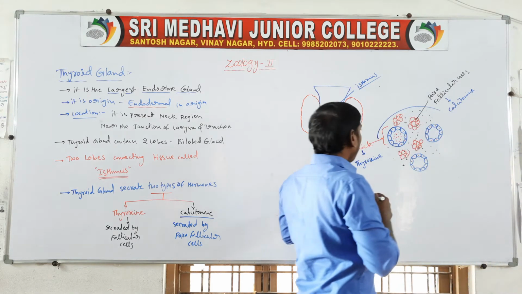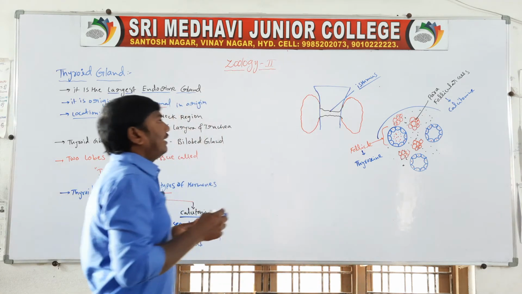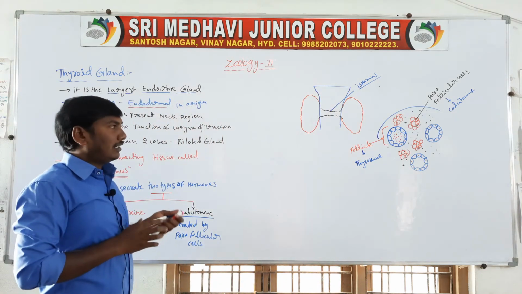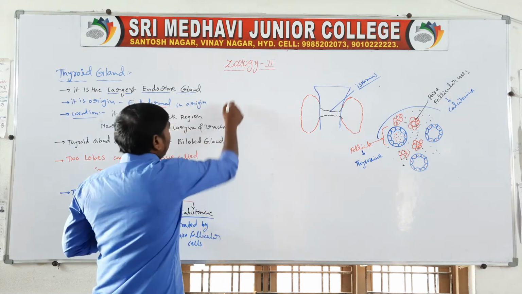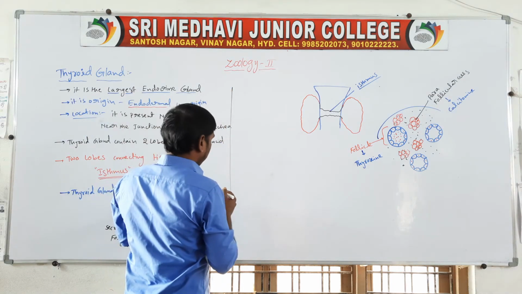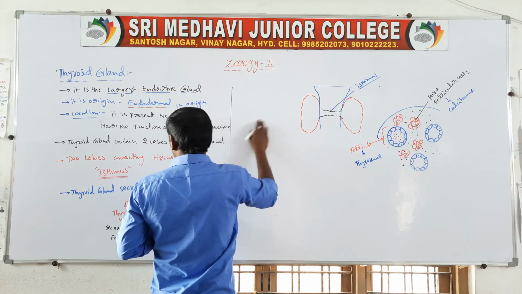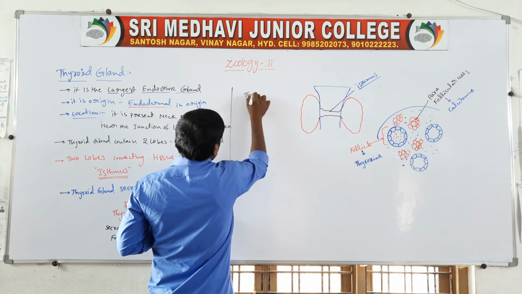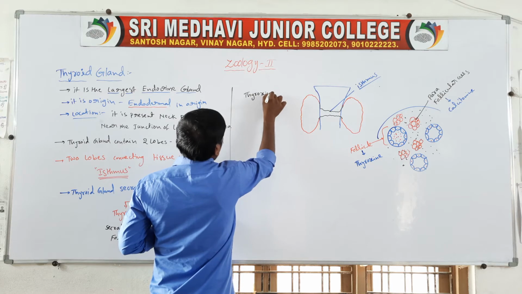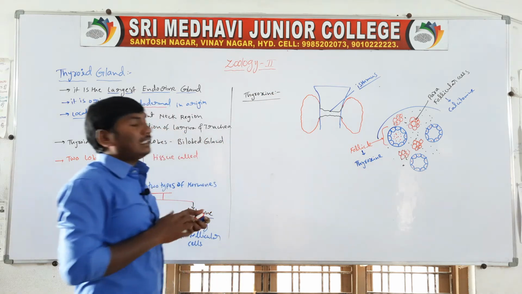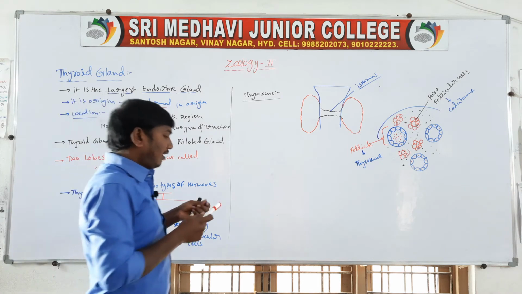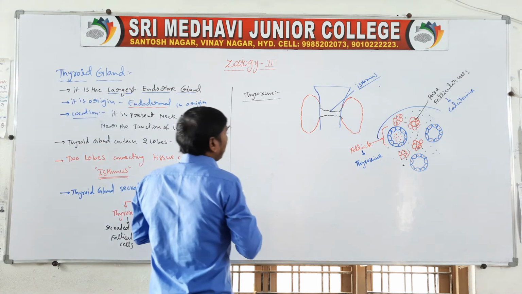So these are the two hormones secreted from the thyroid gland. The first hormone is thyroxine, and the second is calcitonin. Thyroxine is secreted by the follicular cells.